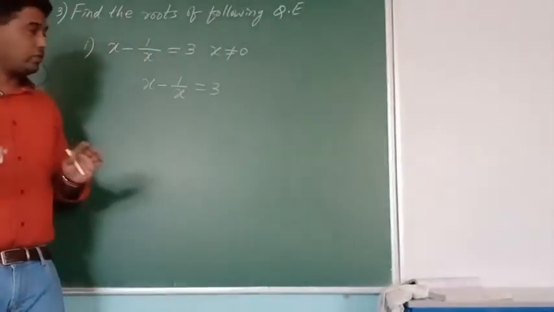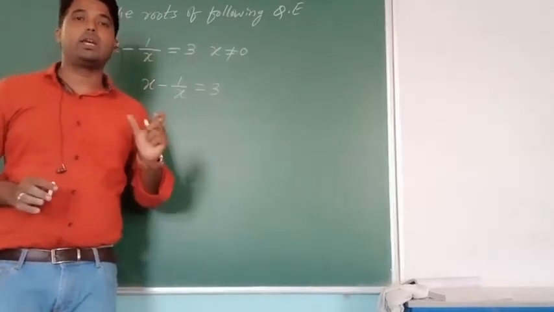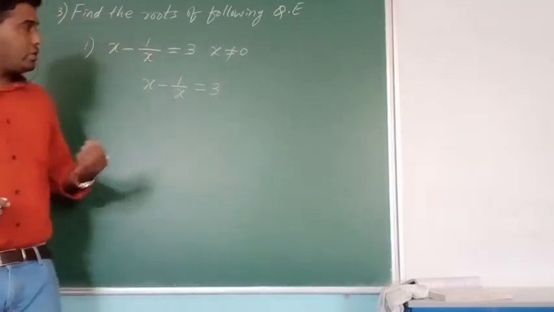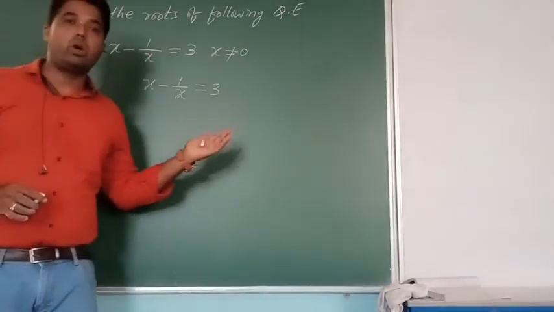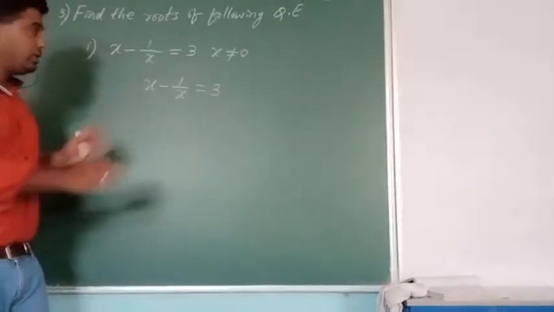What are we doing? First of all, we have to bring this equation back into the standard form, that is ax square plus bx plus c. Then we should see whether we can get the factors, or else, if we don't get the factors, we have to use the formula method. This is the given question.